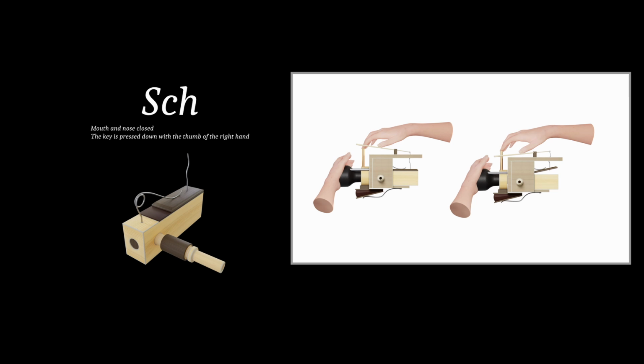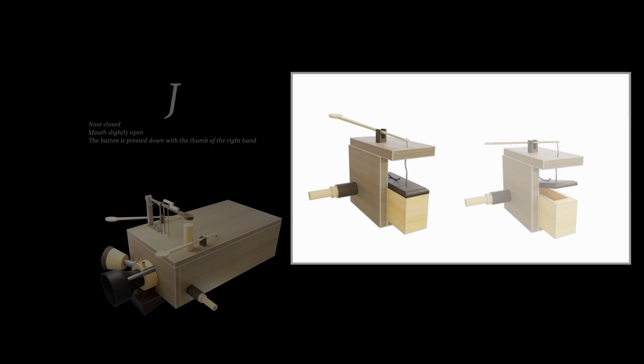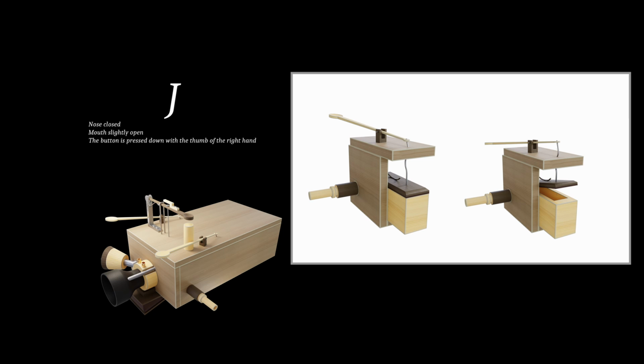SCH: mouth and nose closed. The key is pressed down with the thumb of the right hand. J: nose closed, mouth slightly open. The button is pressed down with the thumb of the right hand.